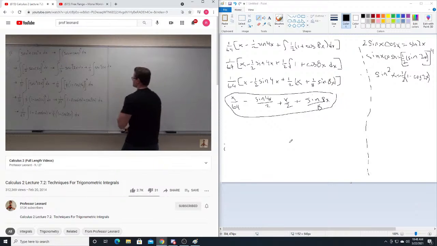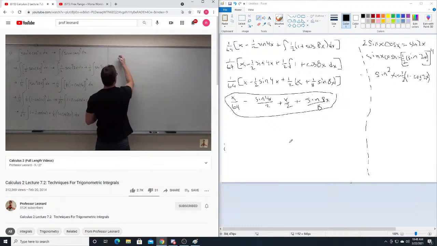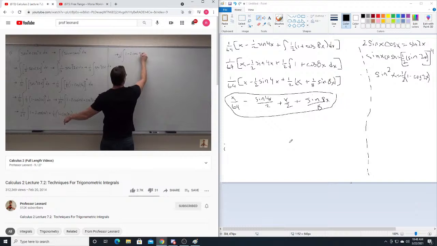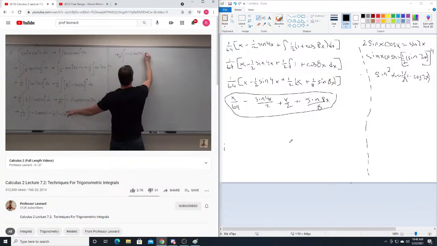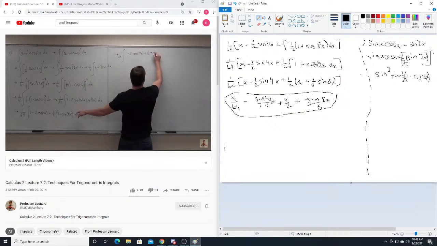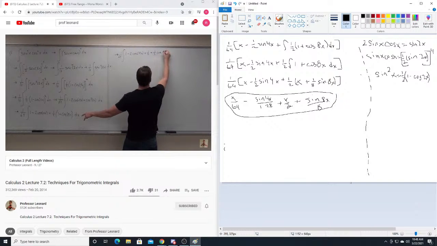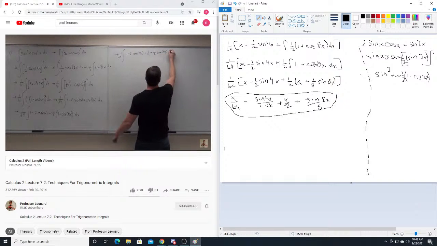Let's do it. We want to make our integral as nice as possible before we actually integrate. So we got 1/64. We're going to have 1 minus 2 cosine 4x. Don't lose track of that 4x. Plus 1/2 plus 1/2 cosine 8x dx.